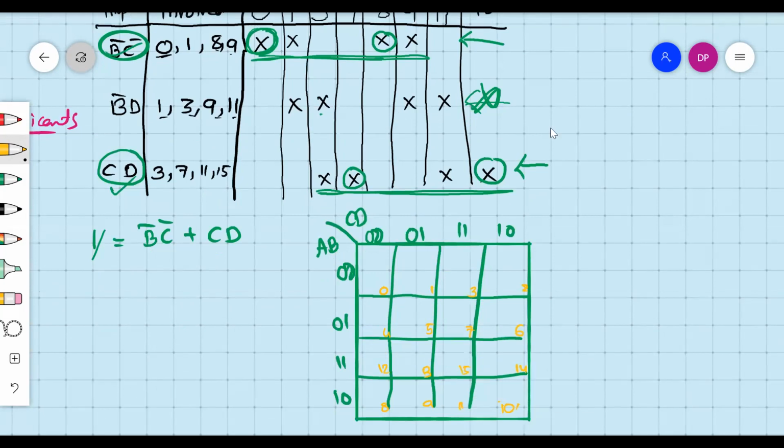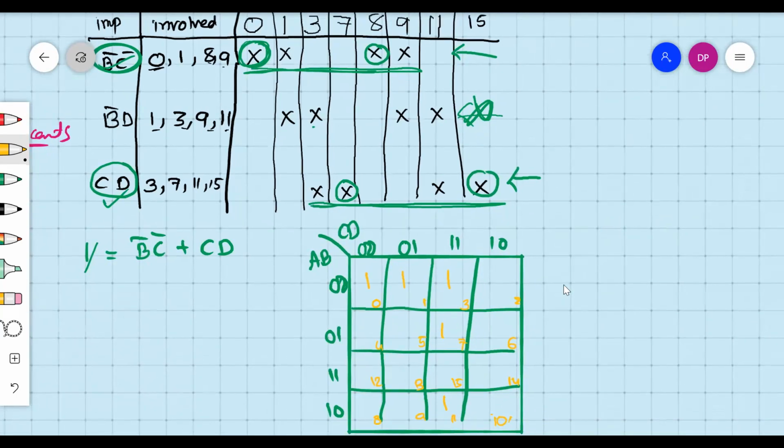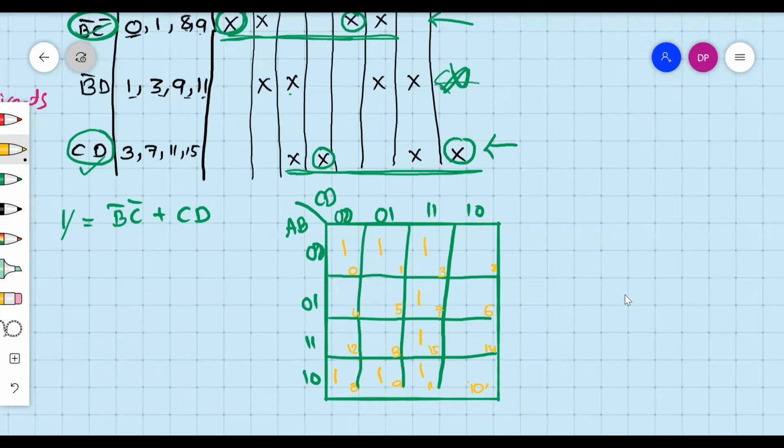So what is given in the question? 0 is there, 1 is there, 3 is there, 7 is there, 8, 9, 11, 15. So what groups can we make here? We can make a group of this. What will be its answer?